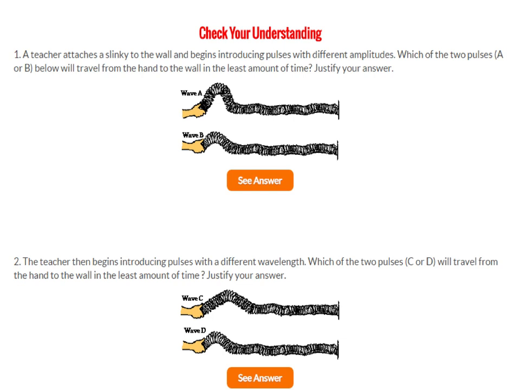All right, take a look at number 2. The teacher then begins introducing pulses with different wavelengths. Which would actually reach the wall in the least amount of time? Who says wave C, which is the first one? Wave D? No. They get there at the same time? Yes, ma'am. We finally got it. They get there at the same time.